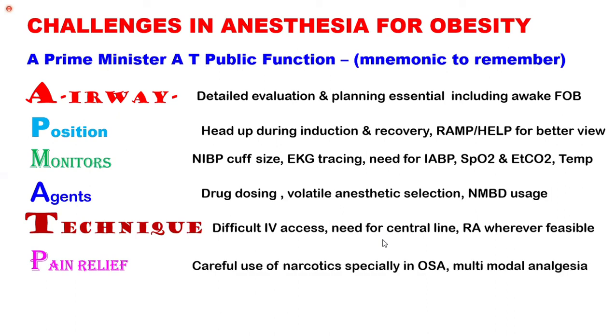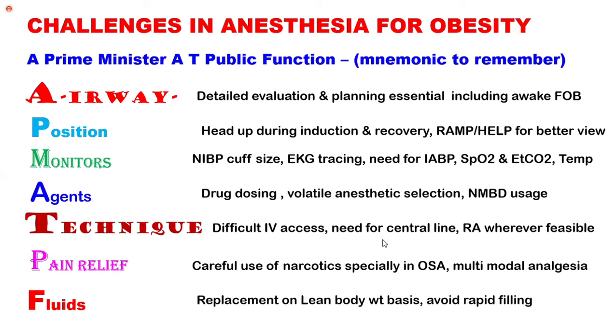And with regard to pain relief, careful use of narcotics, especially in OSA, and multimodal analgesia is what we are practicing now. And lastly, fluids: replacement on a lean body weight basis, and avoid rapid filling. So this is the mnemonic, a prime minister at a public function: airway, position, monitors, agents, technique, pain relief, fluids. If you remember all these 7 points, you will be able to manage an obese patient.